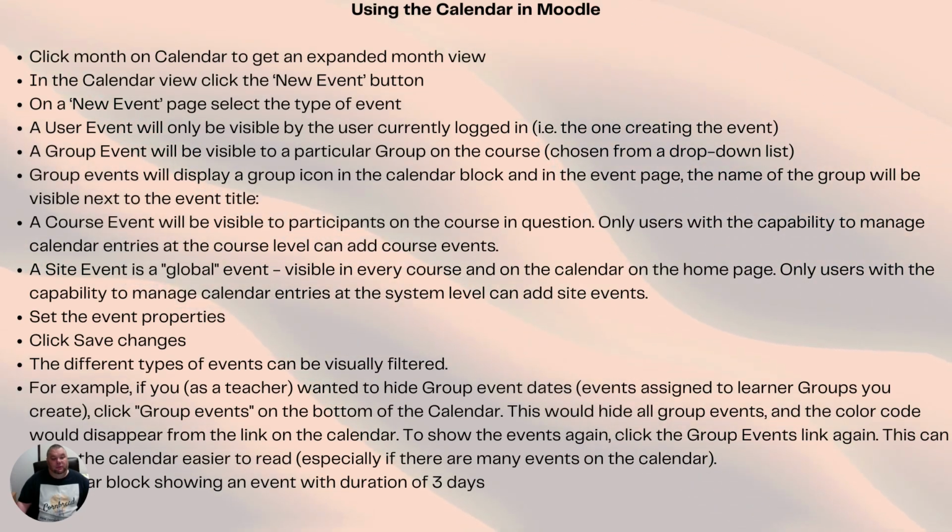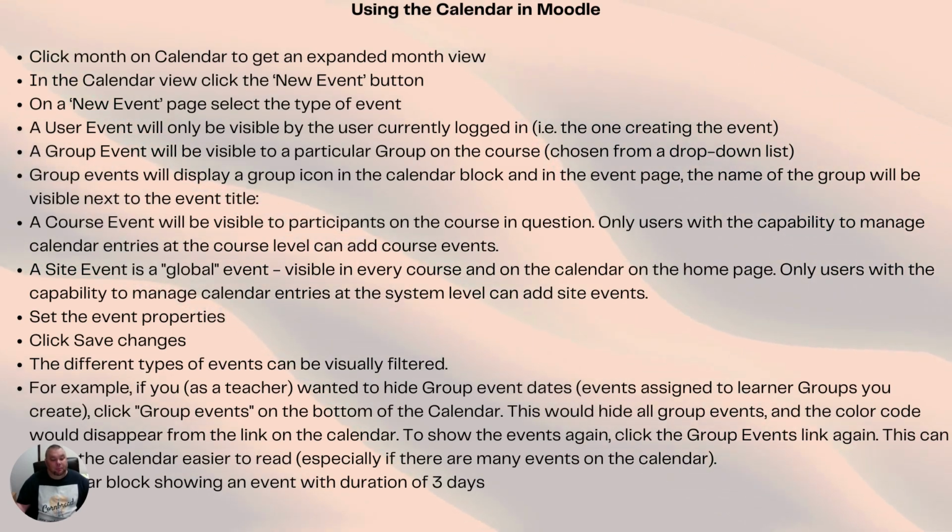A course event will be visible to participants on the course in question. Only users with the capability to manage calendar entries at the course level can add course events. A site event is a global event, visible in every course and on the calendar on the home page. Only users with the capability to manage calendar entries at the system level can add these site events.